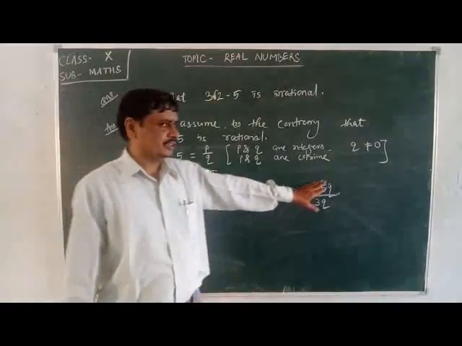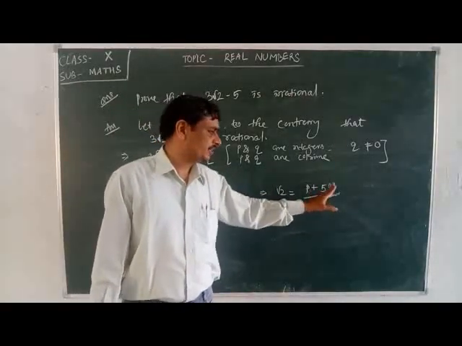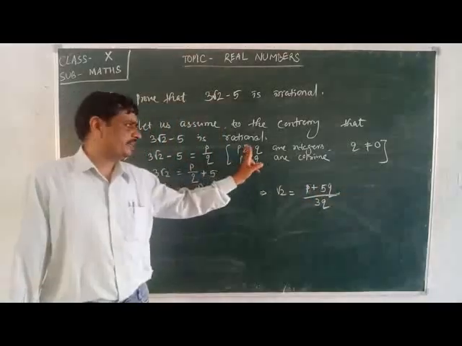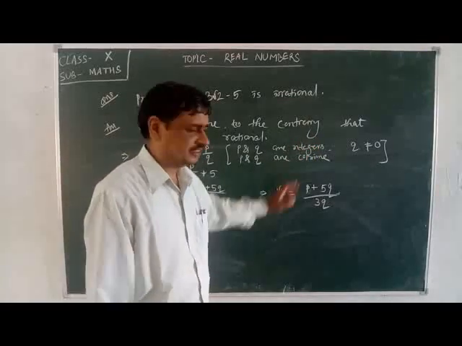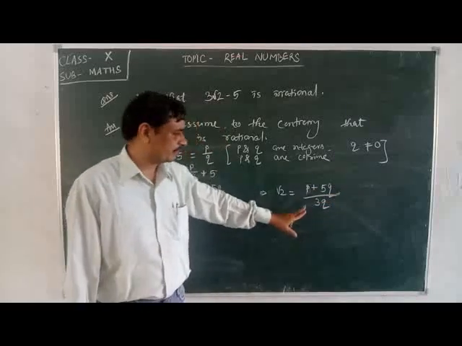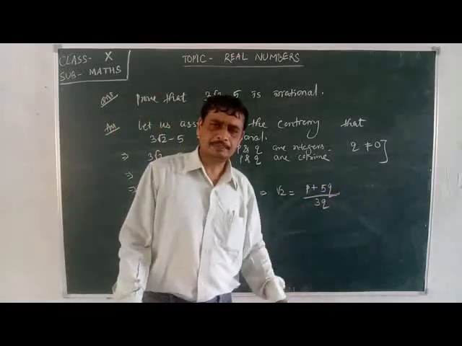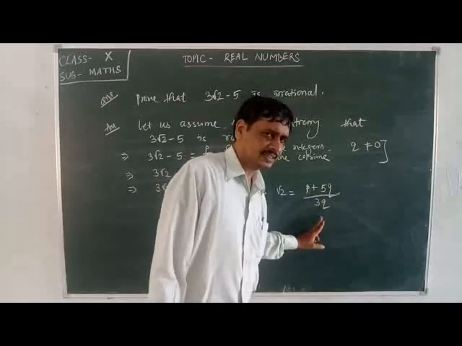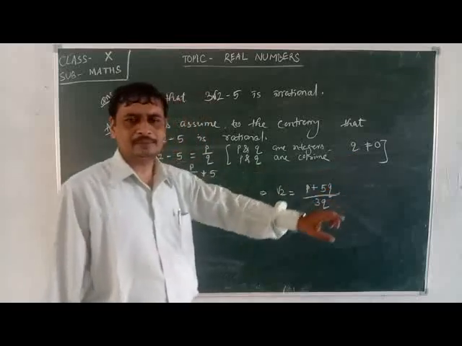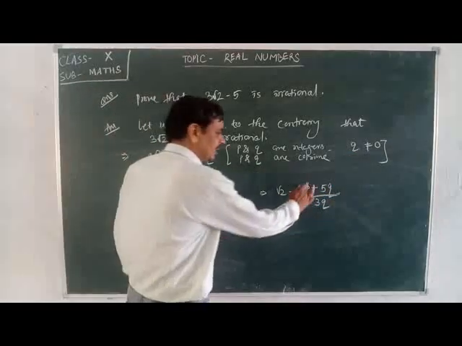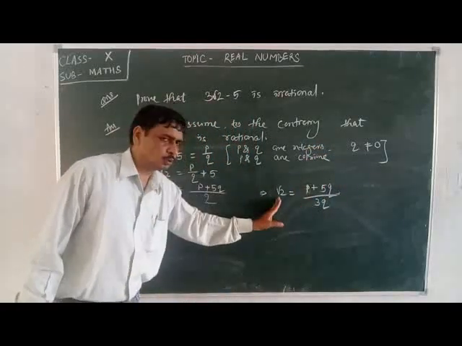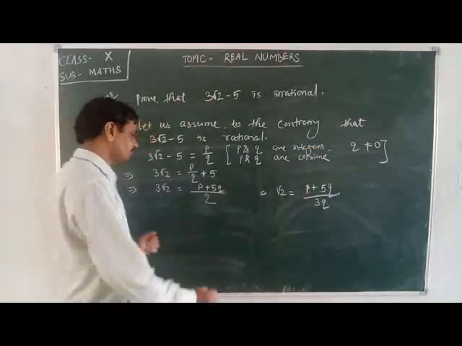In this statement, the right side contains P, Q, 3 and 5. P and Q are both integers and Q is not equal to 0. So on the right side there are 3, 5, P and Q, all of which are integers, and the denominator is not equal to 0. So the right side of this statement is a rational number. Since the right side is rational and equals root 2, then root 2 is also rational.